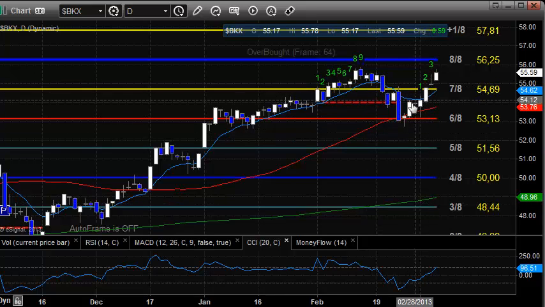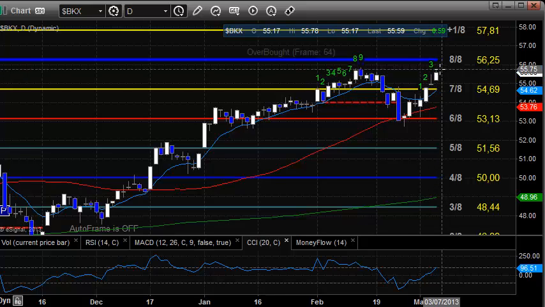Starting to climb back up here again, but the BKX has lost some relative strength because the S&P printed a new high today, but the BKX did not. Keep in mind that while the bar count still looks pretty decent here, we're only 4 days up. This 8 ACE level, which is a very heavy level, is still overhead at 56.25.